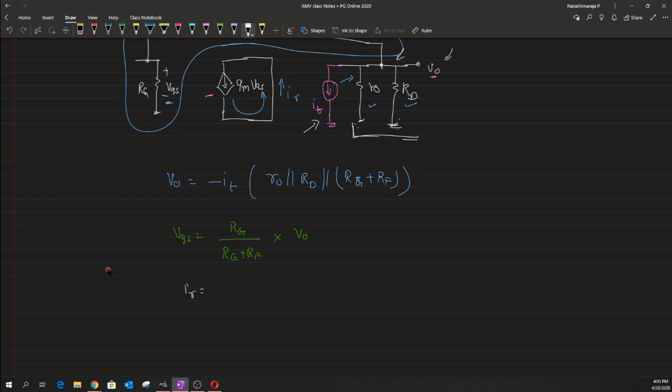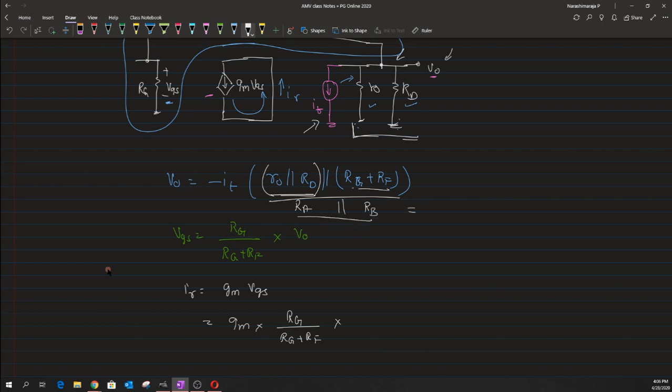So this IR is written as GM times VGS, and now we need to substitute all of these quantities over here, so that we have this GM and RG plus RF into this entire quantity. Now let us try to combine a few things such that we can use this formulation. Let us consider that this quantity that I have bracketed here is, for example, RA, and RG plus RF is RB.